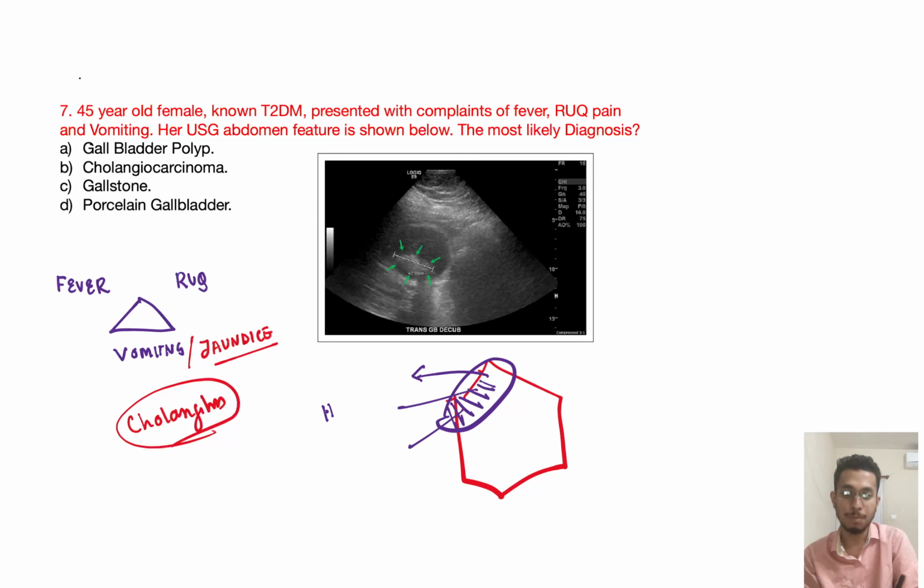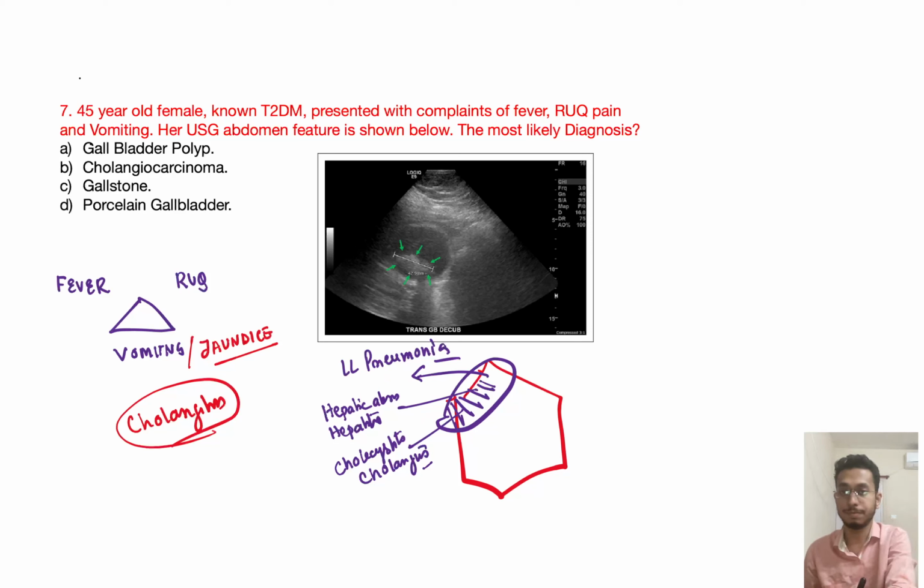Liver: hepatic abscess as well as hepatitis can present with right upper quadrant pain. Gallbladder: acute cholecystitis, chronic cholecystitis or cholangitis can present likewise, as well as lower lobe pneumonia can present with right upper quadrant pain.